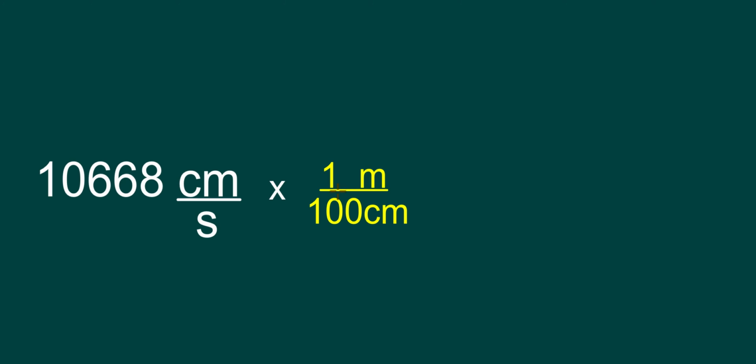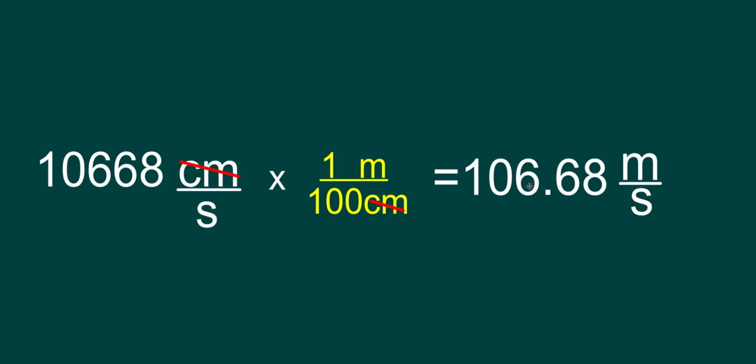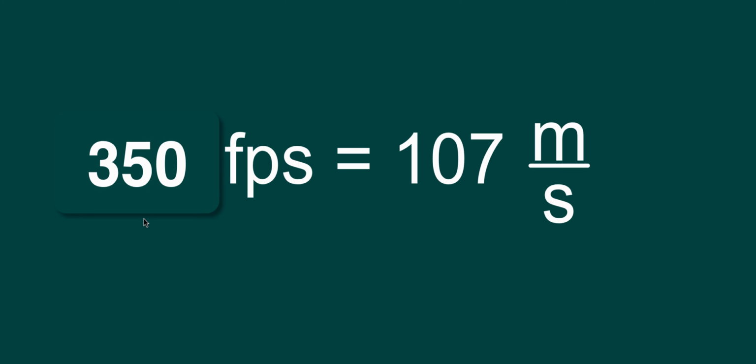So 1 meter divided by 100 centimeters, this is again just the number 1, you're not changing anything mathematically, but I can now cross the centimeters on the top with the centimeters on the bottom, and the only unit I have left is a meter on the top and a second on the bottom, which is going to give us a speed of meters per second, and I have 1668 divided by 100, 106.68 meters per second.